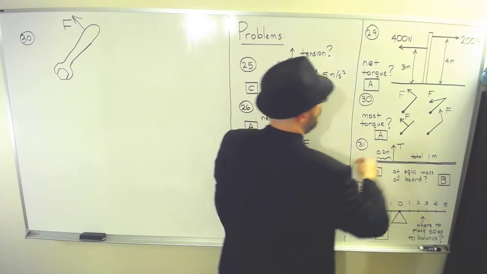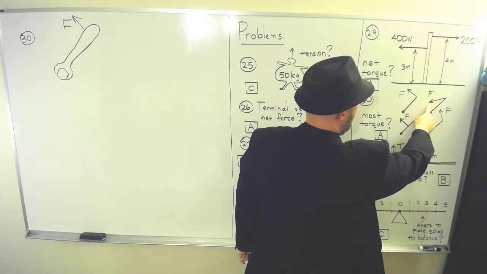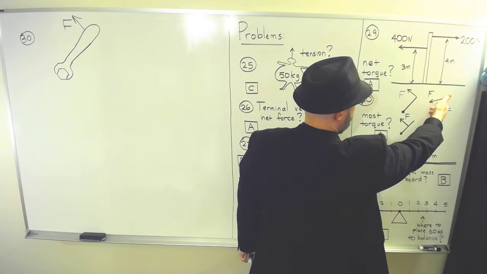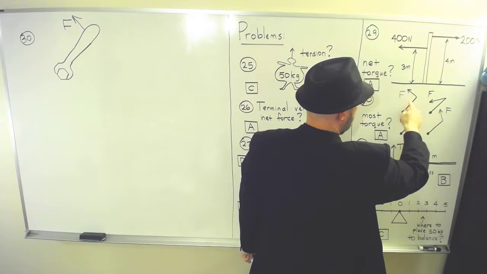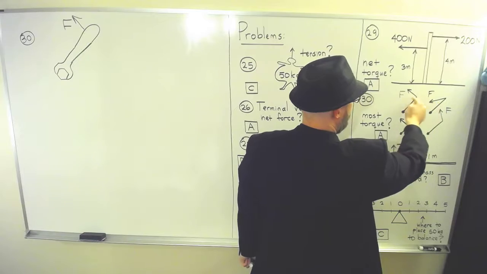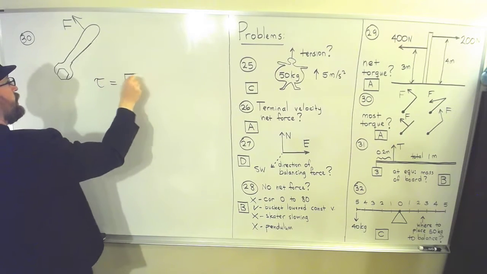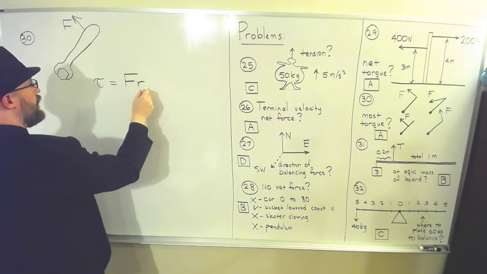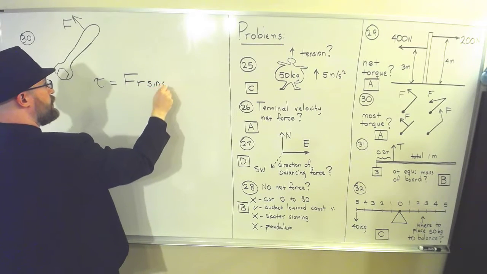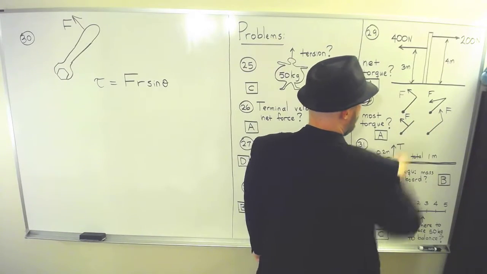Why is that true? Well, in particular, why isn't it this one here? Well, because the sine of the angle is smaller. The angle's not 90 degrees. Here the angle's close to 90 degrees. So here the sine of the angle is smaller, and that makes the torque less. You remember our torque formula. It's the size of the force times the length of the lever arm times the sine of the angle between them. So here it's because the angle is bad.